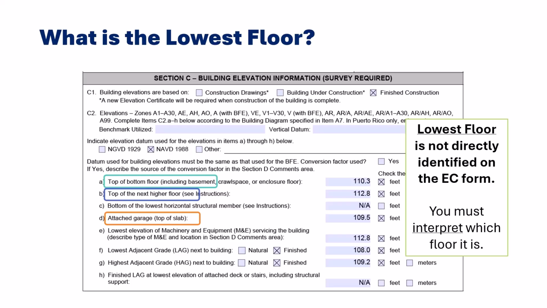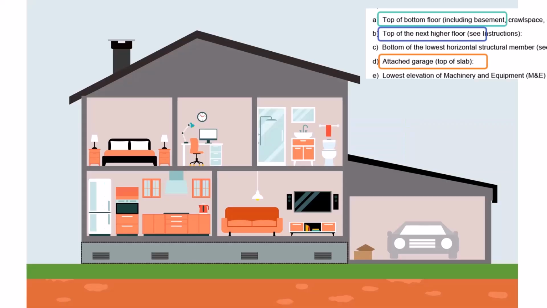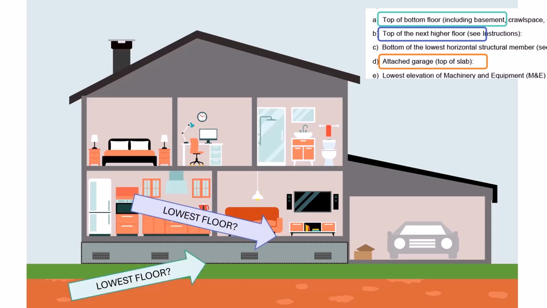The surveyor will take objective measurements of the bottom floor, any next higher floor, an attached garage if there is one, the lowest elevation of machinery, for example, as well as the adjacent grades to the building. You'll need to take the information from permit files, as well as the information the surveyor gives you about that bottom floor, any next higher floor, any garage, as well as utilities servicing the building, and compare them to the BFE or BFE plus 1 requirements to determine whether the building is compliant with your regulations.